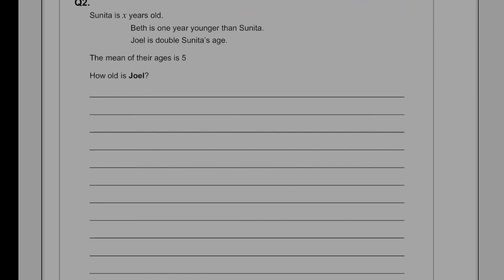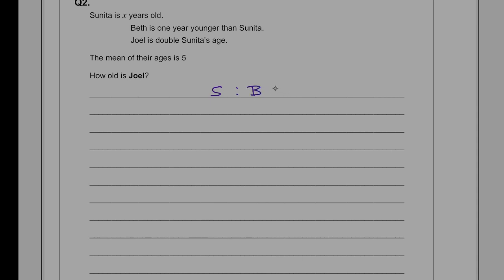Okay, question 2. Sunita is x years old. Beth is 1 year younger than Sunita. Joel is double Sunita's age. The mean of their ages is 5. How old is Joel? Right, so I'm going to create a bit of a ratio table to help me out here.